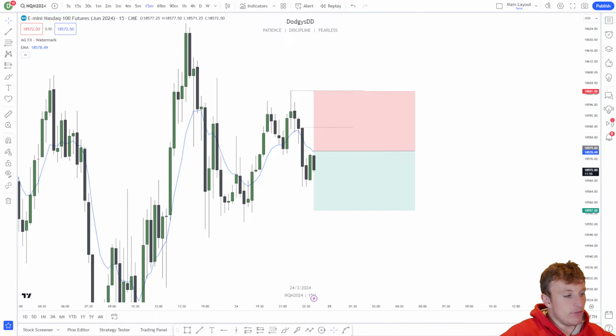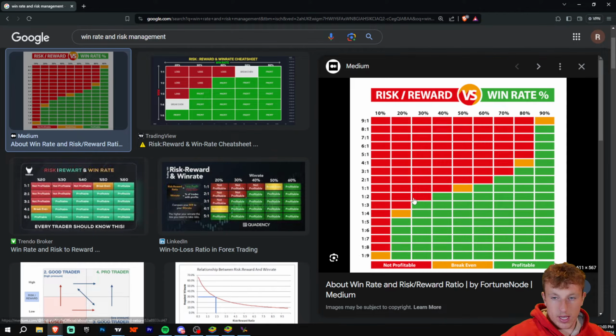Now, if you want to be profitable, keyword profitable, taking 1-to-1 R trades, you need a 60%, 70%, 80%, or 90% win rate. Do you see how that works? Again, you can see for a 9-to-1 R trade, you need to have a 90% win rate to be profitable. This means if you have any lower, then you're not going to be profitable.